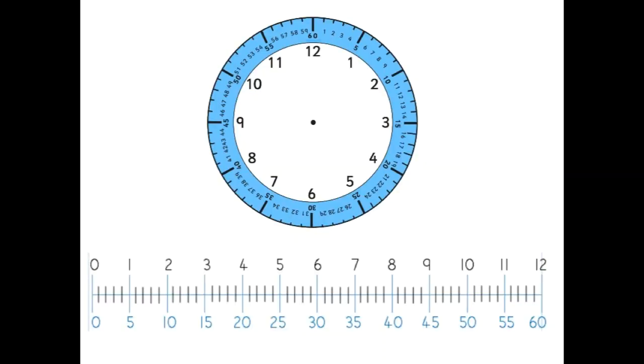Imagine that your clock is a bendy number line, and if you unroll your number line and straighten it out, you'll notice that it goes from 0 to 12, which represents the 12 hours on the clock face, and underneath that is our 5-minute intervals, but you can also see the little lines in between where you can count the individual minutes, so there are 60 lines in total.